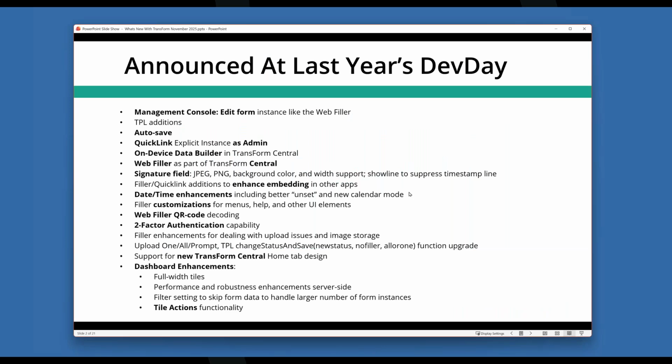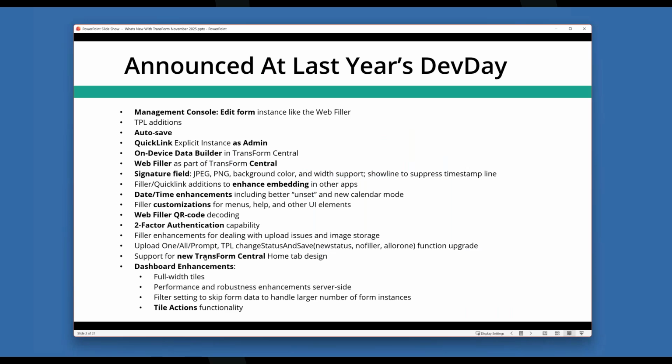So let's start. Last year we announced a whole lot of stuff. We had QuickLink. We had an on-device data builder. We started making it easier to get to the web filler and QR code decoding in the web, and two-factor authentication, and a variety of things enhancing the dashboard.